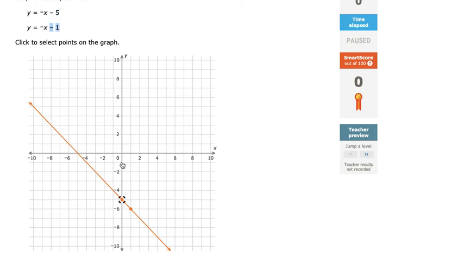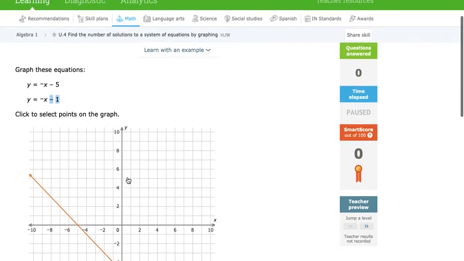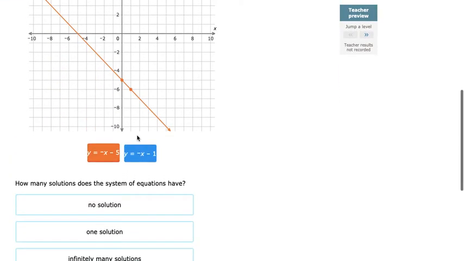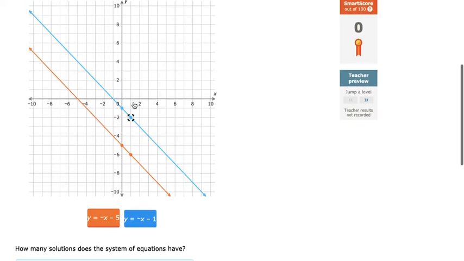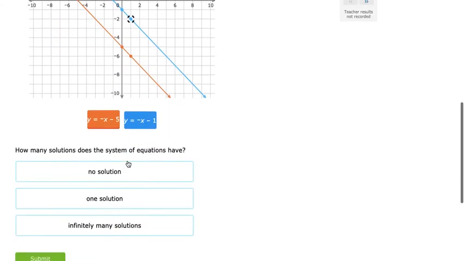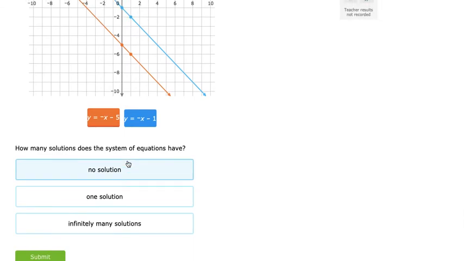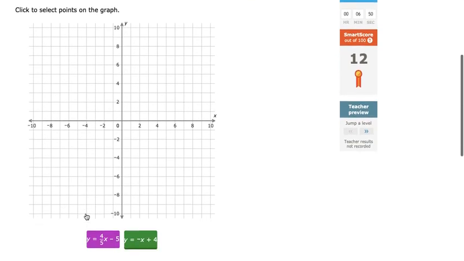My second line, -1 is my y-intercept. I have to select the line down here, -x minus 1. -1 is my y-intercept. And again, I go -1 over 1 is my slope. So they're both graphed now. -x minus 5, -1 over 1, they are parallel. Or they have the same slope, but a different y-intercept. So there is no solution. And we would submit that. We get positive affirmation. We did wonderful, guys.